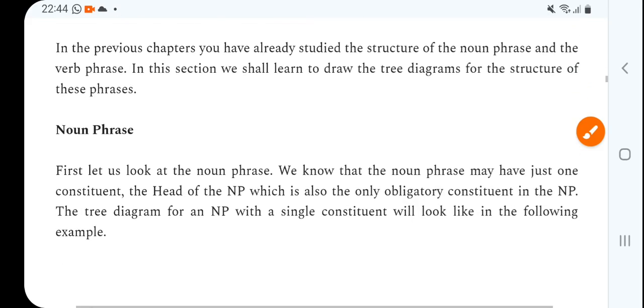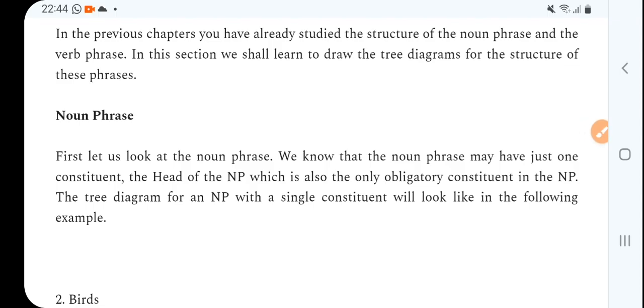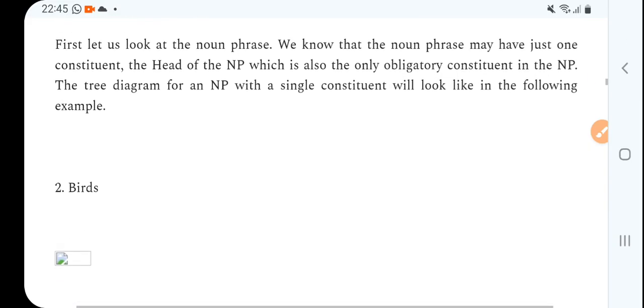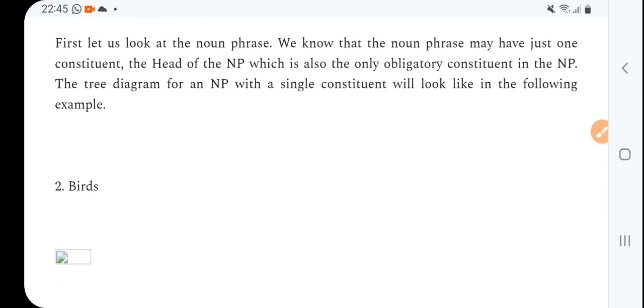Now, in the previous chapters you have already studied the structure of the noun phrase and the verb phrase. In this section we shall learn to draw the tree diagram for the structure of these phrases. First, let us look at the noun phrase. We know that a noun phrase may have just one constituent, the head of the noun phrase, which is also the only obligatory constituent of the noun phrase.